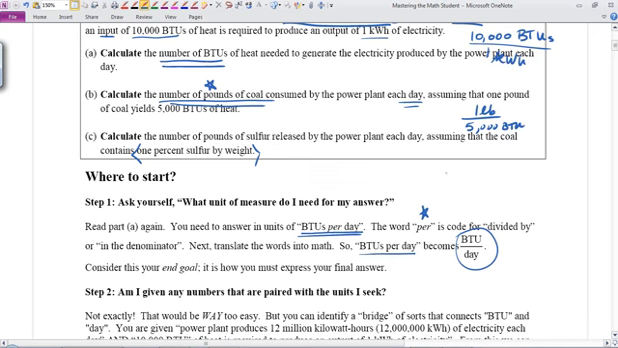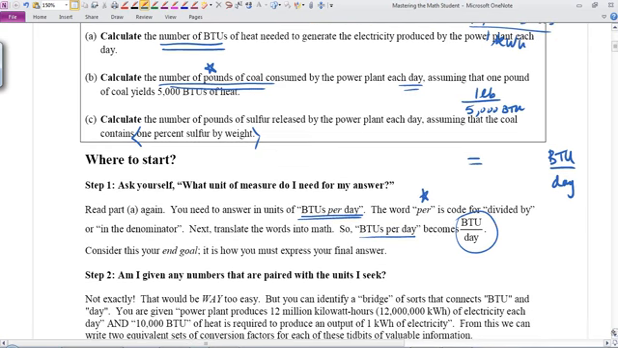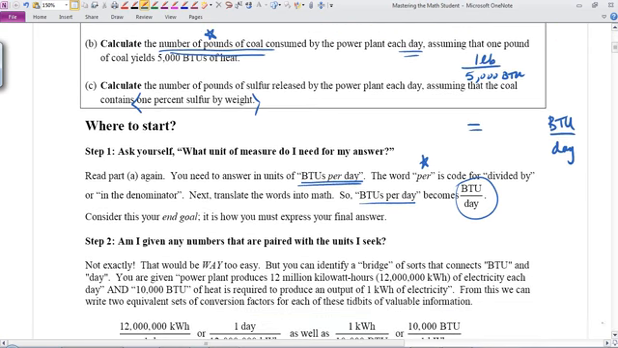A lot of my students preferred to start the problem with the end in mind. So they would actually have done this and started to work backwards to the left. Your next little problem-solving technique is to say, am I given any numbers at all that are paired with the units that I seek? Well, in this one, not directly, but you have a couple of different things that are going to get you to your end goal of BTUs per day. It'd be way too easy to just make it a one-step problem.